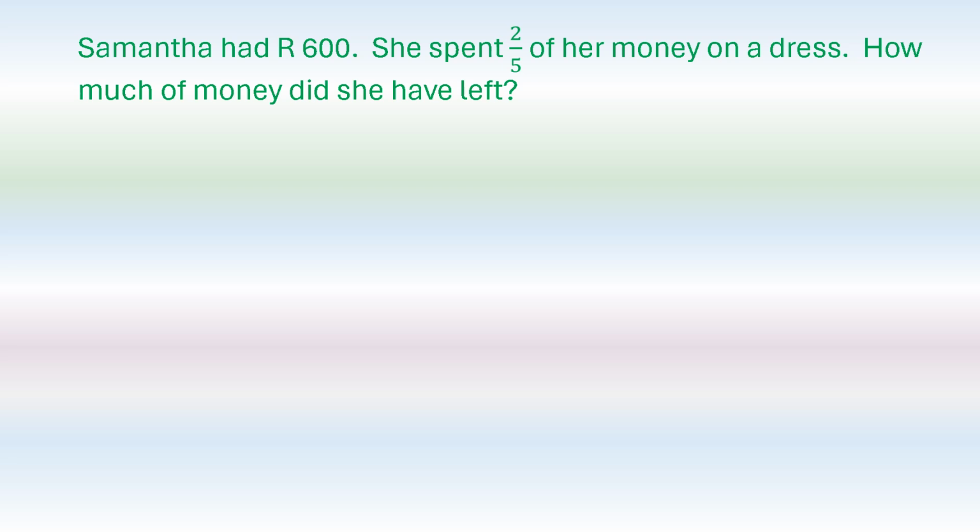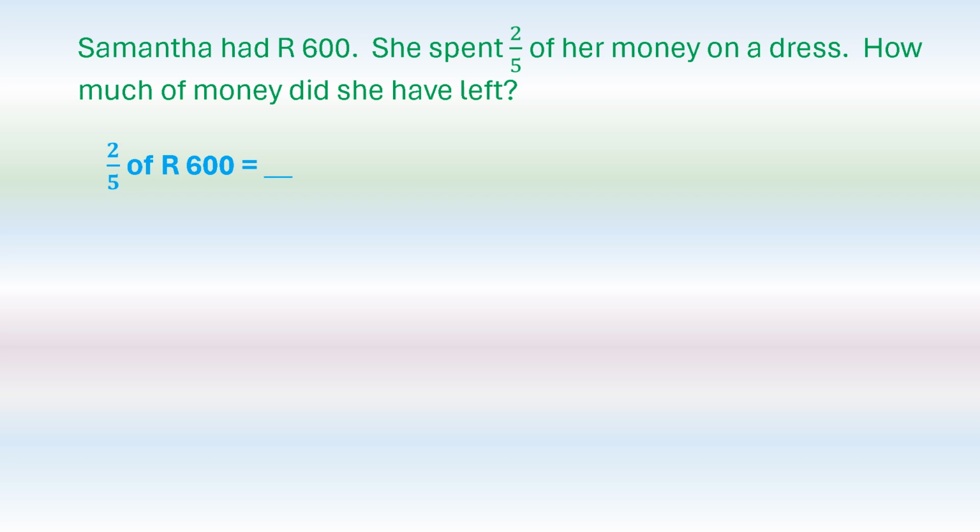So the first thing that you're going to do is write a number sentence. Now, a number sentence basically tells the examiner that you know what operation you are going to use. So you say 2/5 of 600 Rand is equal to placeholder. Now you have to put a placeholder after the equal to sign because it tells them that you know it must equal something. You can either put a placeholder or you can put an X or a Y. Now let's try to solve it.